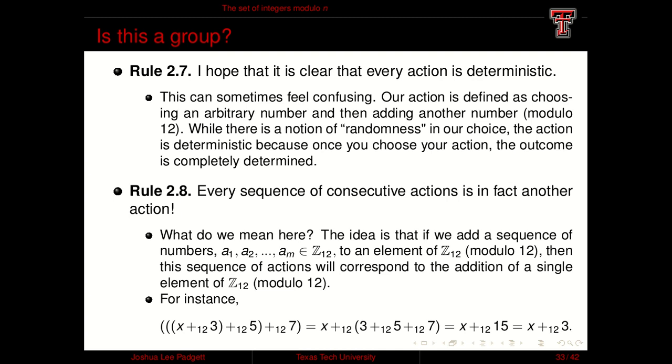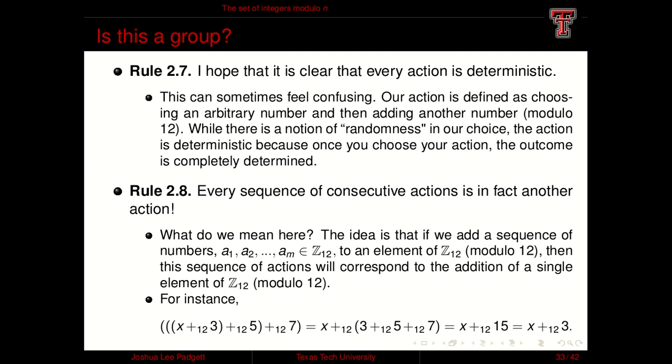All right. And then, of course, we have to ask ourselves if every sequence of consecutive actions is in fact another action. So what does that mean? If I rotate the hour hand over and over again by integer hour increments, will I still be at an integer position on my clock? And the answer is yes. Geometrically, we know that. And so the idea is if I do a sequence of actions, one after another, will I still be in Z12?